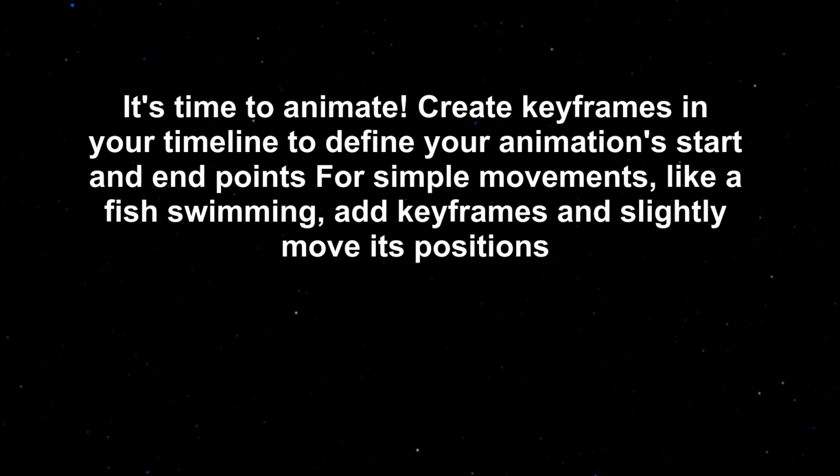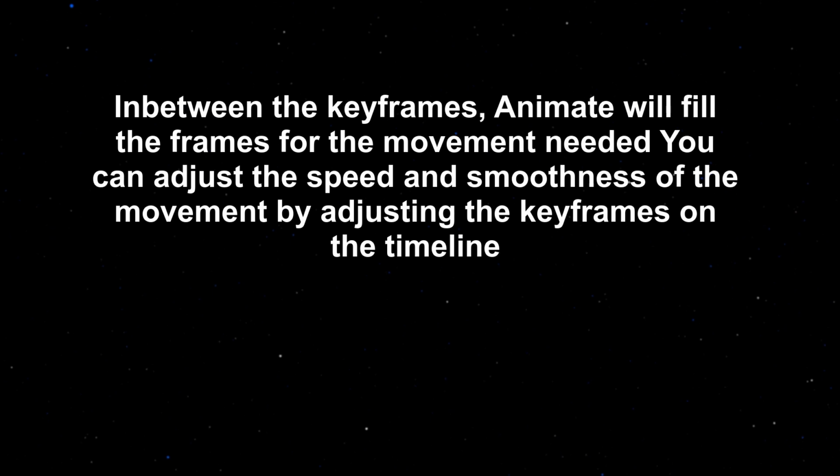It's time to animate. Create keyframes in your timeline to define your animation start and end points. For simple movements, like a fish swimming, add keyframes and slightly move its positions. In between the keyframes, Animate will fill the frames for the movement needed. You can adjust the speed and smoothness of the movement by adjusting the keyframes on the timeline.